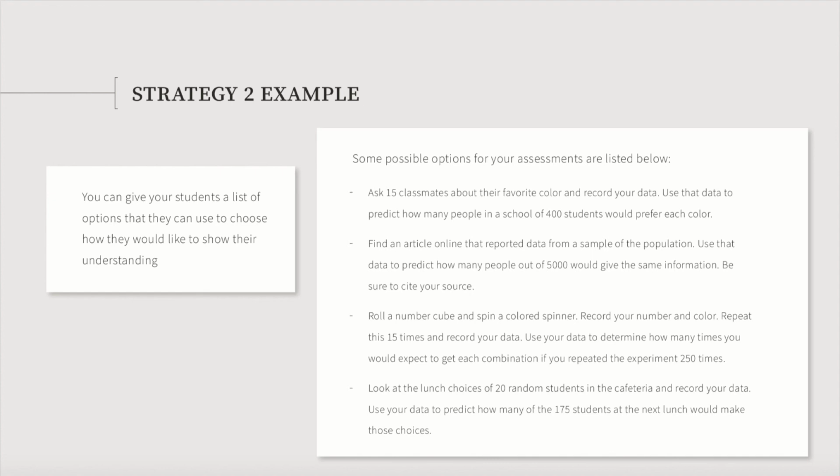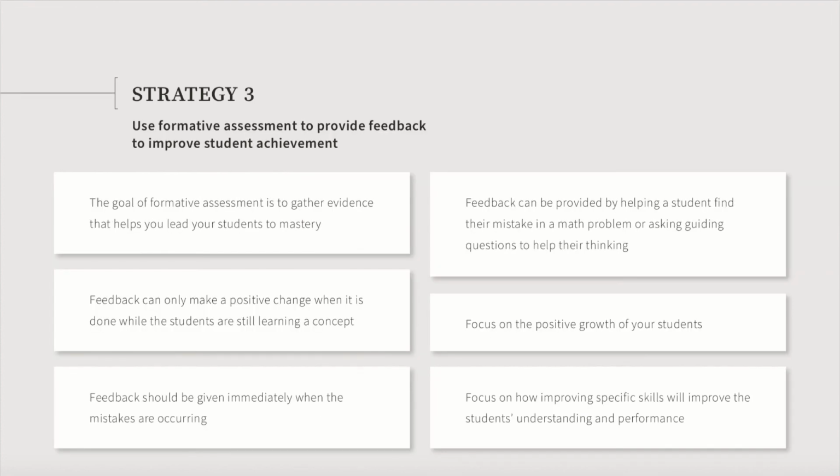Number 4. Look at the lunch choices of 20 random students in the cafeteria and record your data. Use your data to predict how many of the 175 students at the next lunch would make those choices. Again, allow the students to represent their work in tables, graphs, charts, or diagrams.